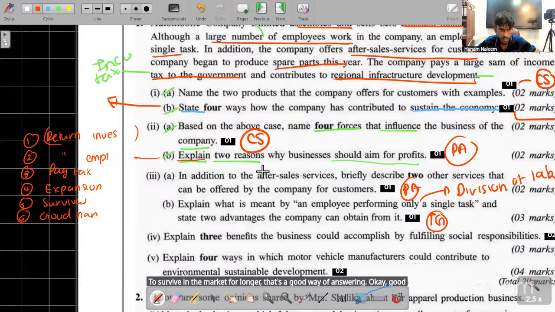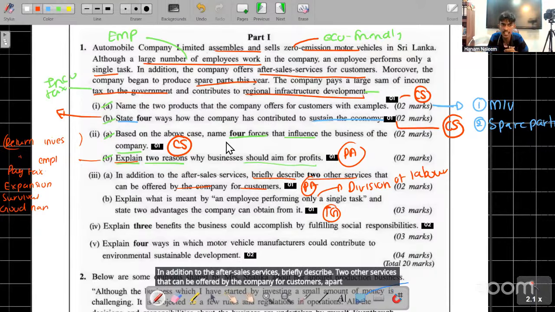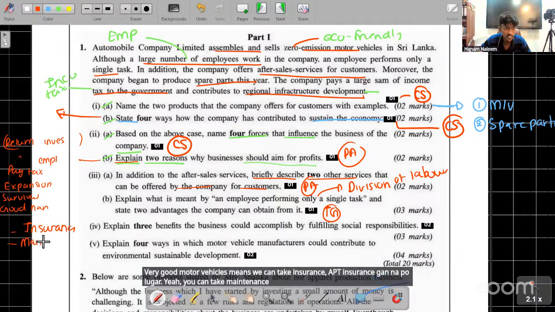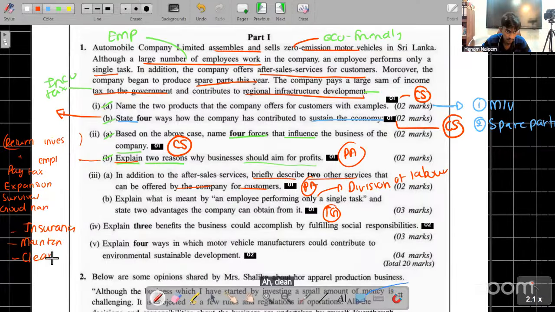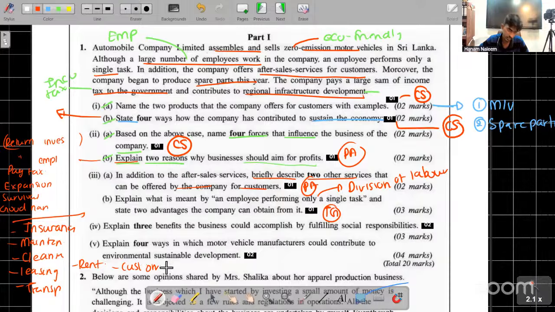Okay, good. Next, third one. In addition to the after sales services, briefly describe two other services that can be offered by the company for customers. Apart from after sales, can you tell me some other services they can provide? Think, they're selling motor vehicles. Services. Very good. Motor vehicles means we can take insurance. Yeah, you can take maintenance. Maintenance, good. Cleaning. It's a good one. Leasing. That's a good thing. Delivery, transportation. If you buy a car, your car will be delivered to your home. So these are some other services they can provide. Yeah, hire purchase, rental. Good one, Maimuna. Okay, we can take rental. Okay, customer care, correct. Warranty, warranty.